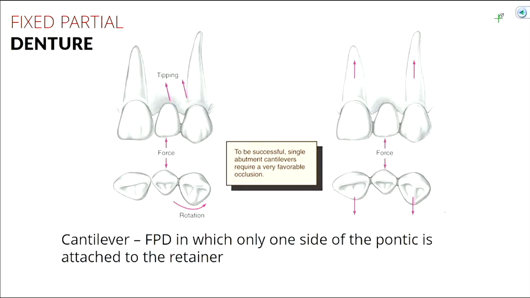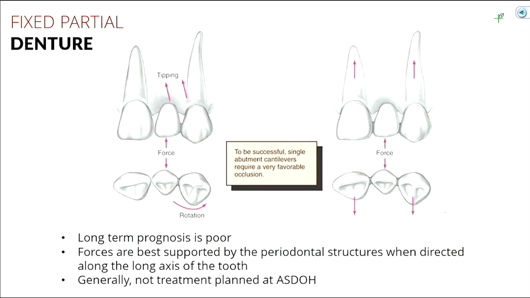So there are different clinical situations where a cantilever may be appropriate, but in general, I would say we're doing much, much less of these types of restorations, partly because we have other solutions for replacing a missing tooth, including a dental implant, which has kind of revolutionized the way we treat a lot of these cases, okay? But just for definition, so you know what a cantilever is. Long-term prognosis is poor. Forces are best supported when directed along the long axis of the tooth, okay? So generally, these aren't treatment planned at ASDO.